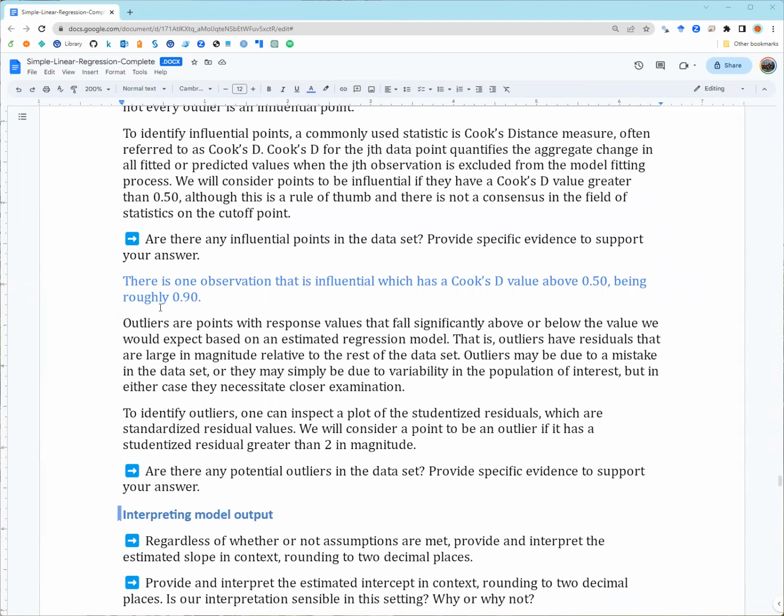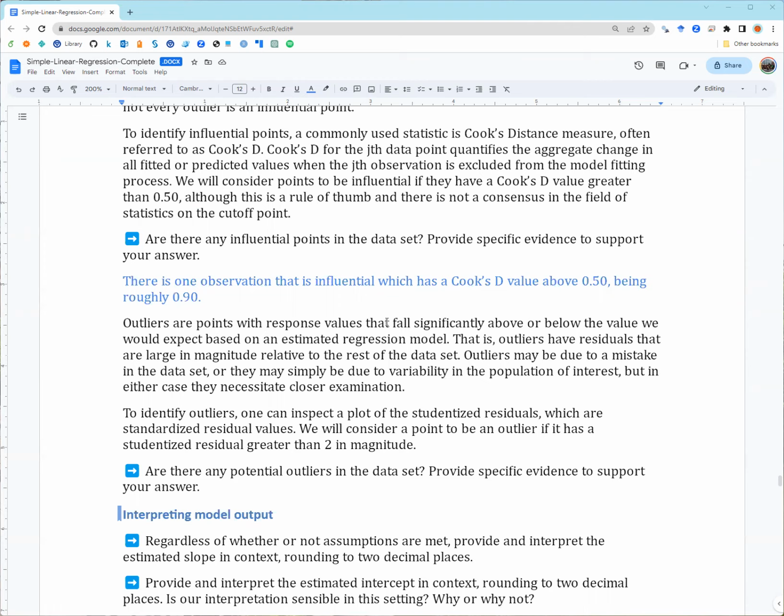So outliers are a different type of problematic point. Outliers are not necessarily influential, but they are points that have very large residuals in magnitude. So in other words, their predicted value is very different than their observed response value.